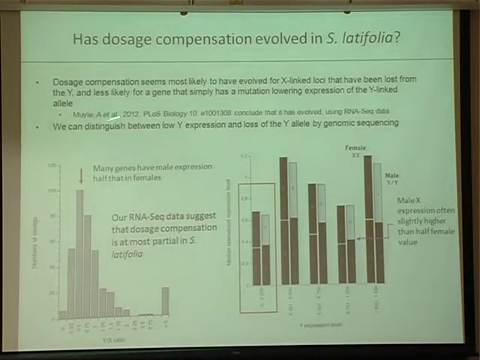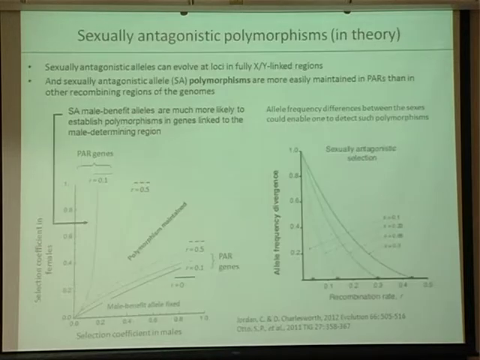One analysis claimed that there was dosage compensation, and using exactly the same approach, in fact, we'd already done this, but I think we have a more reliable set of sex-linked genes. We don't find it, and no doubt it will be sorted out at some point.